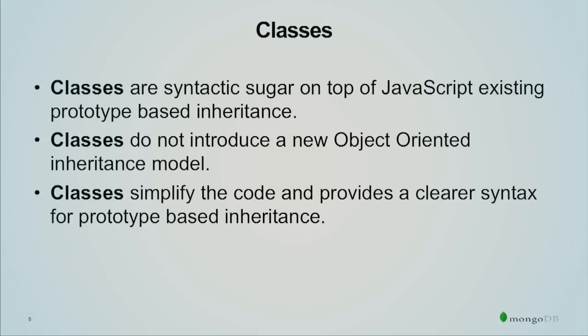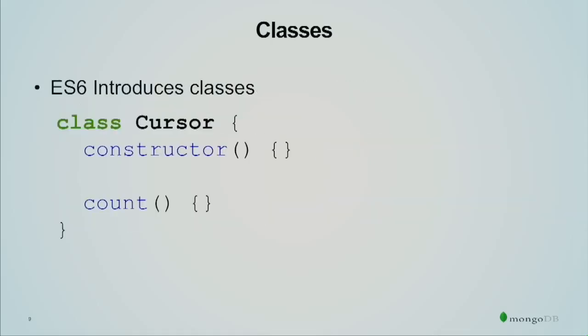And what do you mean by that? Well, until now, people tend to use very particular patterns to do inheritance. So what classes do is hide those patterns from view and make it more readable. To define a class in ECMAScript 6, you literally just use the new keyword class, for example, in this case, defining a new class Cursor.